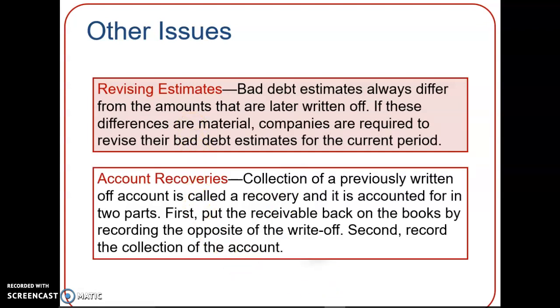One more issue that I'm going to talk about in this clip of my lecturing is accounts recovery, which refers to collection of a previously written off account. That's called a recovery, and it's accounted for in two parts. First, put the receivable back on the books by recording the opposite of the write-off. Remember, in the write-off we said what? Yes, debit allowance for doubtful accounts, credit accounts receivable. So we're going to reverse that. And second, we record and recognize the collection of the cash payment of the account.